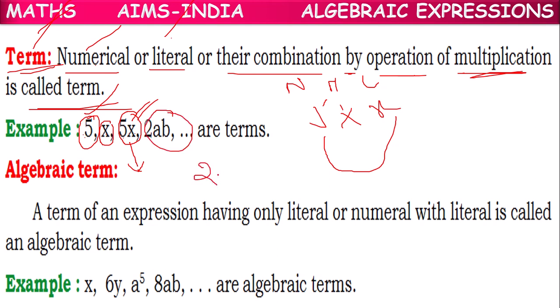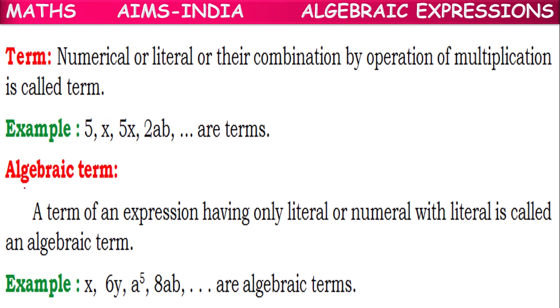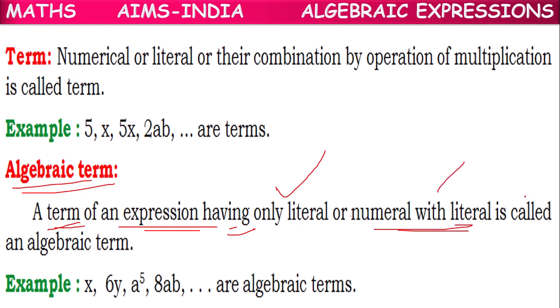2ab. Here also 2 is a numeral, a is a literal, b is a literal. They are combined by multiplication symbol. They are called terms. Next, algebraic term. So algebraic term means a term of an expression having only literal or numeral with a literal is called an algebraic term.